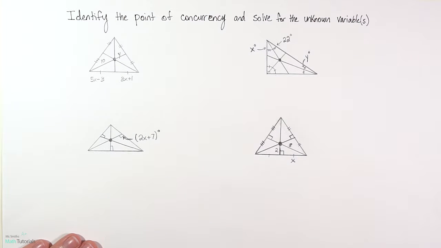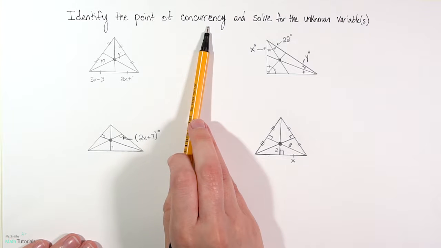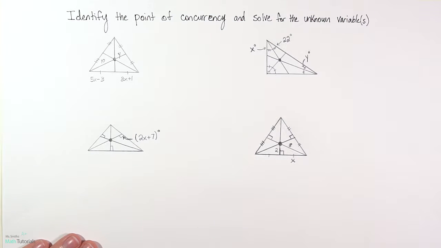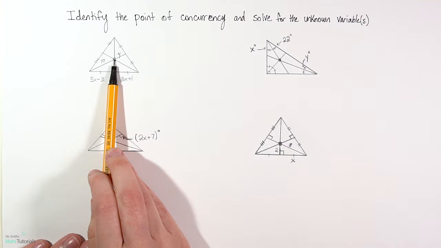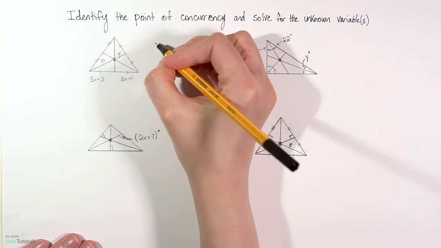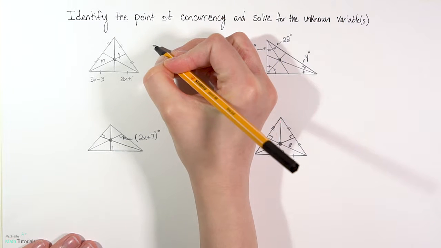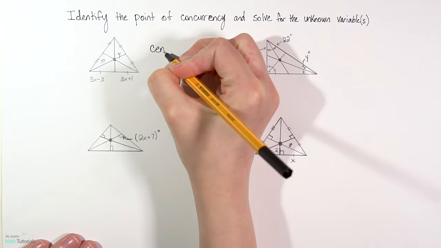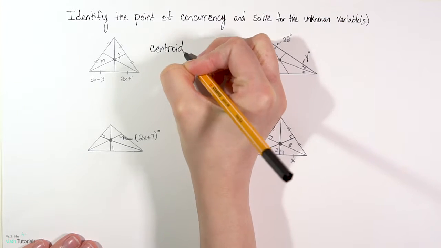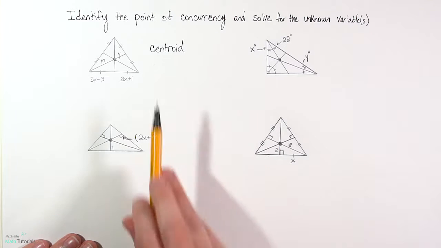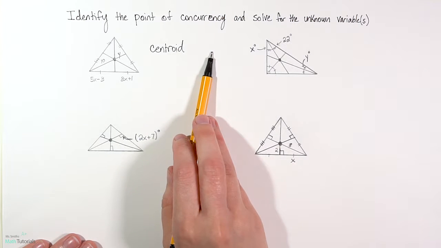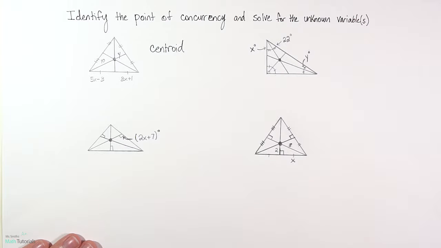So we've got to think, okay, they don't want to know the segments that are going on. They want to know the point of concurrency. So when I have three medians intersecting in one point, what is that point? You may need to look back, but that's called a centroid. Okay, so our point of concurrency is a centroid in this case. And if you want to note off to the side, three medians, that could be helpful as well.